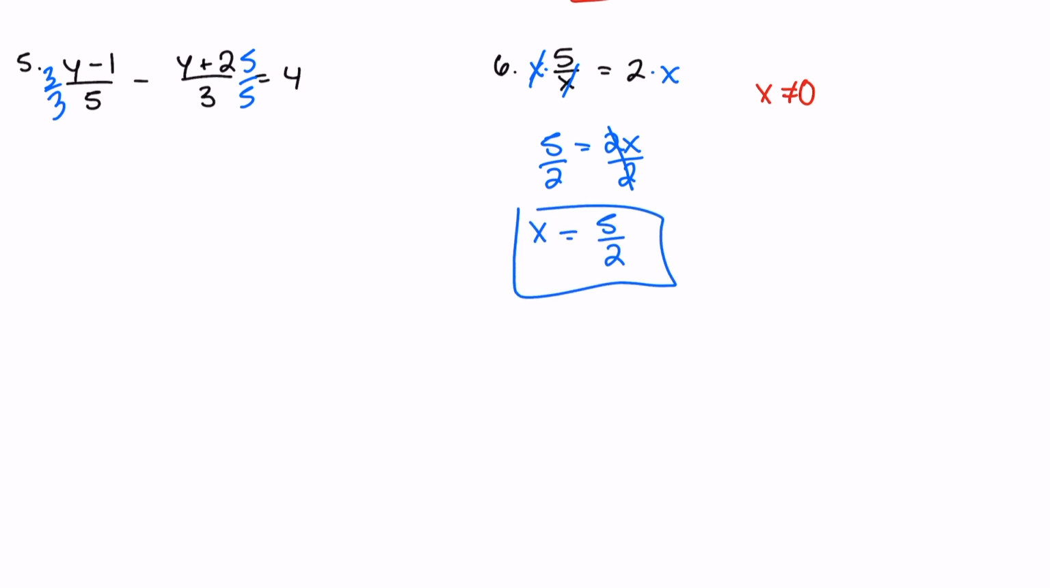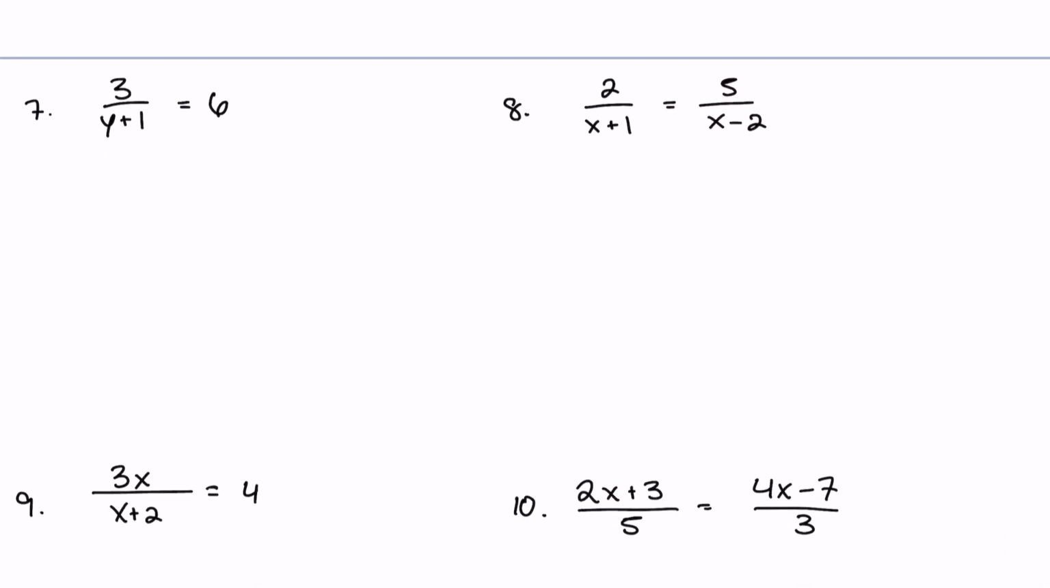Now that we have our answer, we just need to make sure that it holds true with our criteria. So our criteria says that x cannot equal 0. Since 5 over 2 is not 0, we are good to go. So x equals 5 over 2 is our answer. Let's do some more examples.